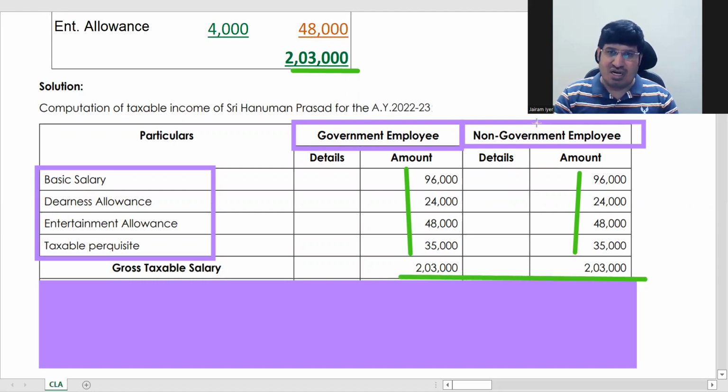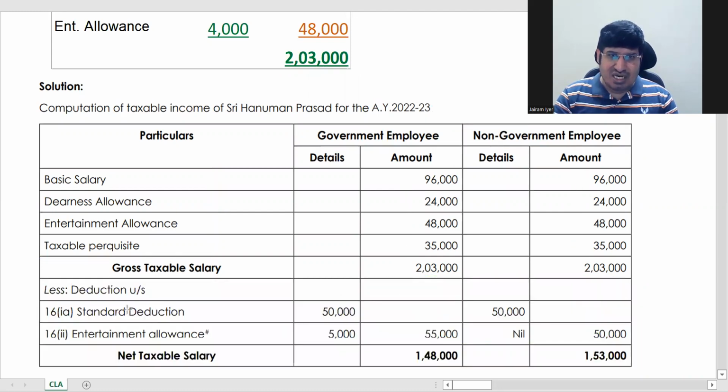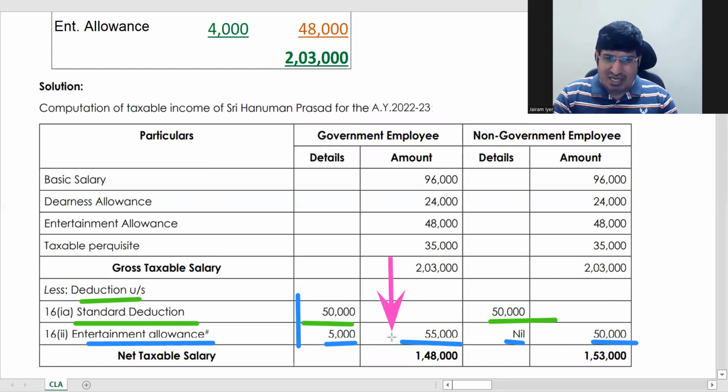Now we will go for deductions. You see the deduction, standard deduction of 50,000 will be for both. Now only the second one is entertainment allowance. The government employee will get 5,000, but here they'll get 0. Understood? If you add these two, it will be 55,000 here and 50,000 here. So the final amount is your gross taxable salary minus 55,000, and you will get 1,48,000. Here 2,03,000 minus 50,000 and you will get 1,53,000.